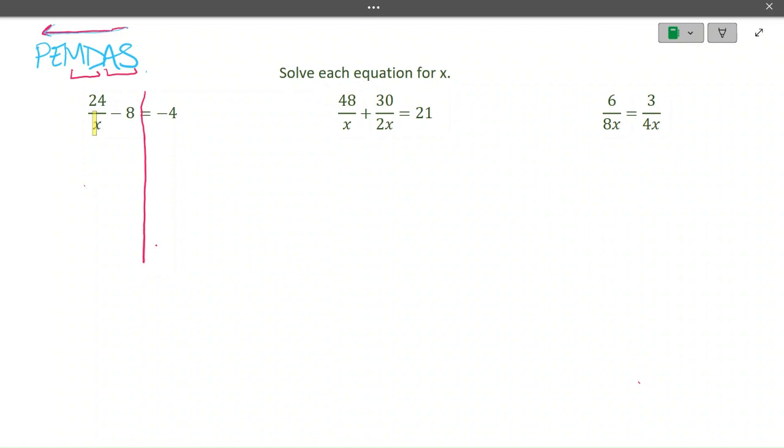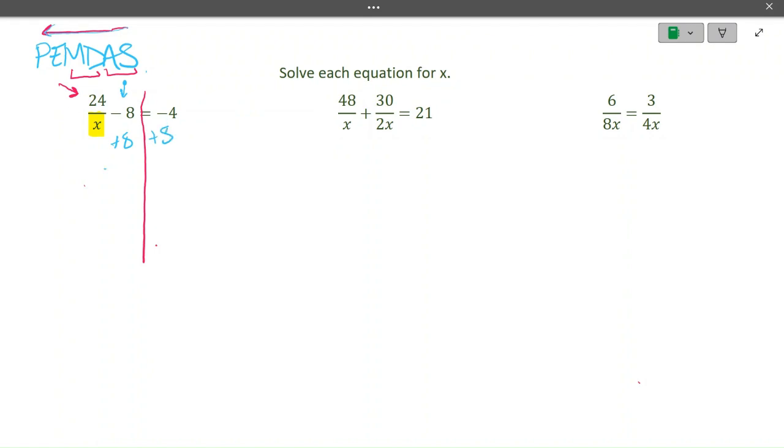Now, for my first equation, I'm going to notice that x is in the denominator. And my goal is to get x by itself, which means that we need to start by getting this term 24 divided by x by itself. So I am looking for any addition or subtraction I can do to that end. And I've got this subtract 8 here. So I'm going to move that over. I'm going to do the opposite of subtracting, which is adding 8 to both sides.